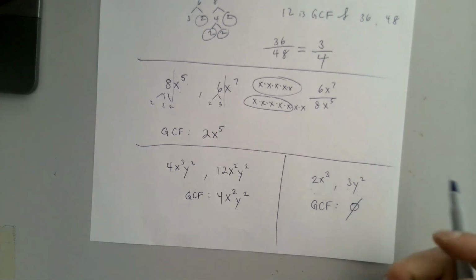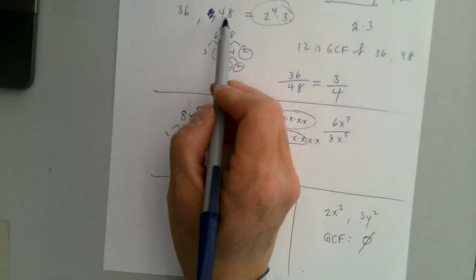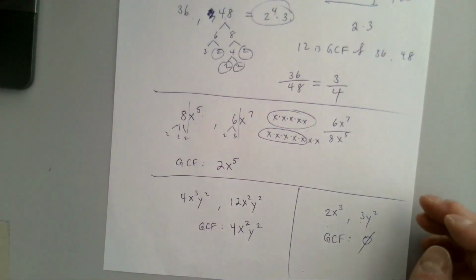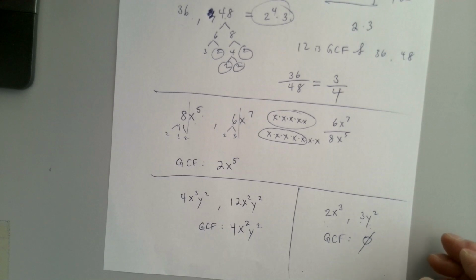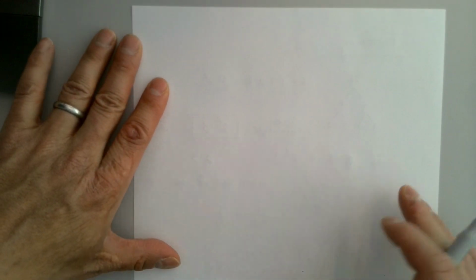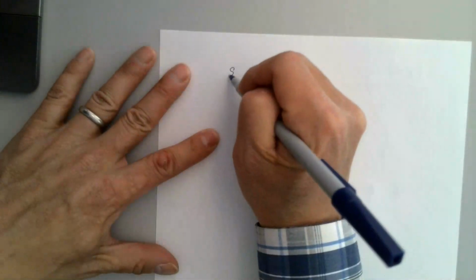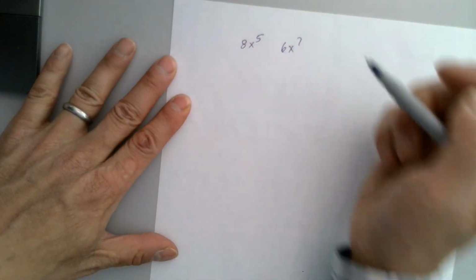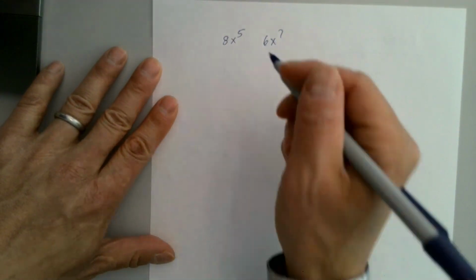Okay, now polynomials have something that just a pair of numbers doesn't. Polynomials have another use for the GCF. You can use the GCF for more things than just reducing a fraction. Because we can take two monomials, I'll take the first pair that we had, 8x to the 5th and 6x to the 7th, and I can create a binomial with them.